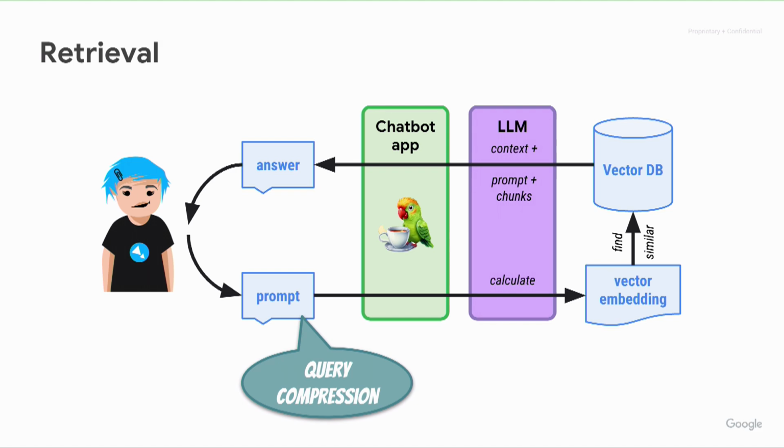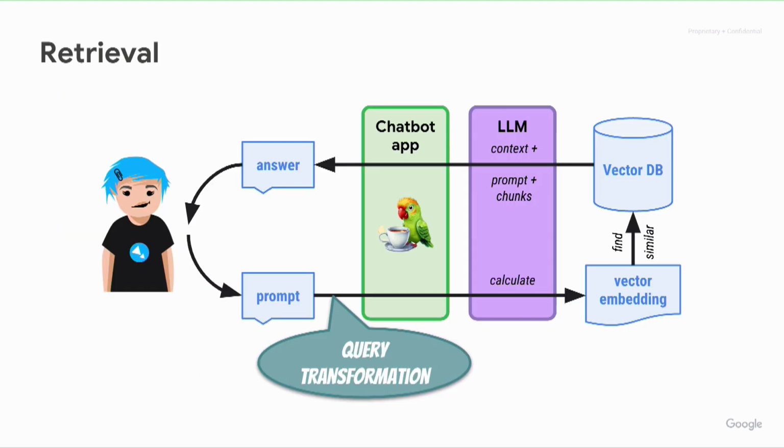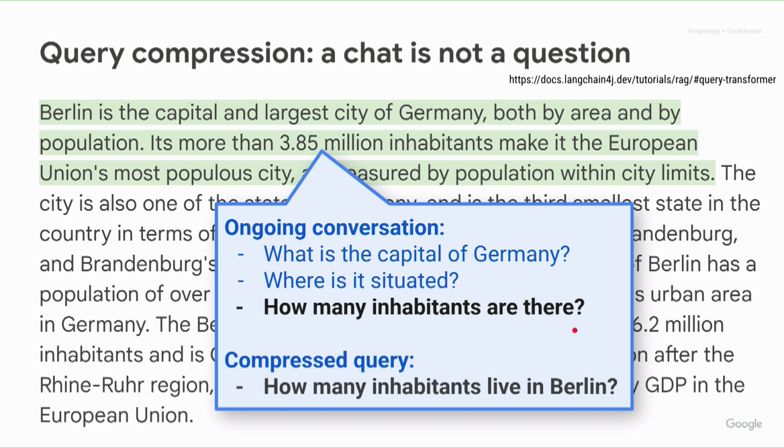So, query compression. Query compression is about the dialogue in the chatbot, where the user may be asking, hey, what is the capital of Germany? Okay, it's Berlin. And then the next question, where is it situated? Okay, it's part of Europe, it's placed here in Germany, etc. How many inhabitants are there? But if you look at those questions, usually what you do when you do RAG is you search for the last question that is asked. And the last question is how many inhabitants are there? But you've got no details about where, actually. Is it Berlin? Is it the country or something?